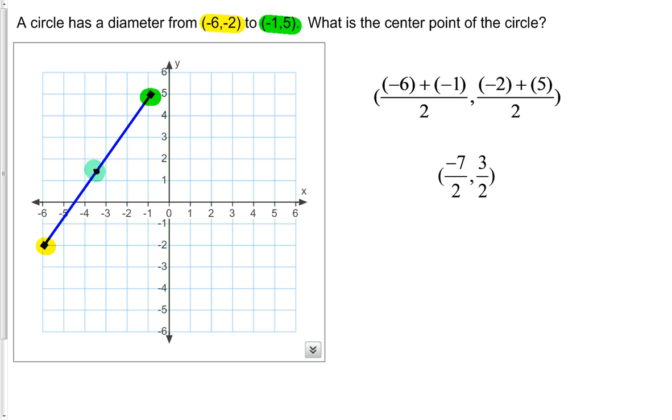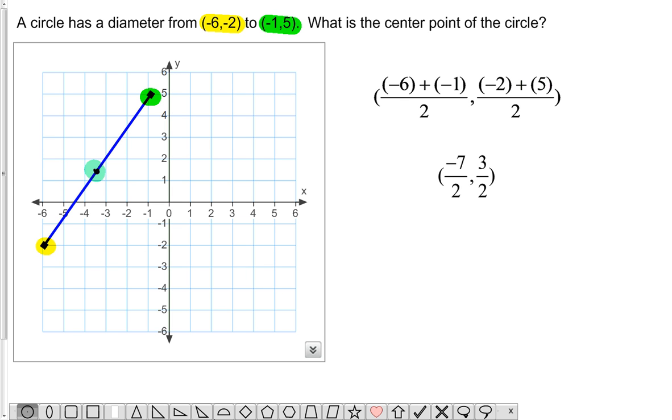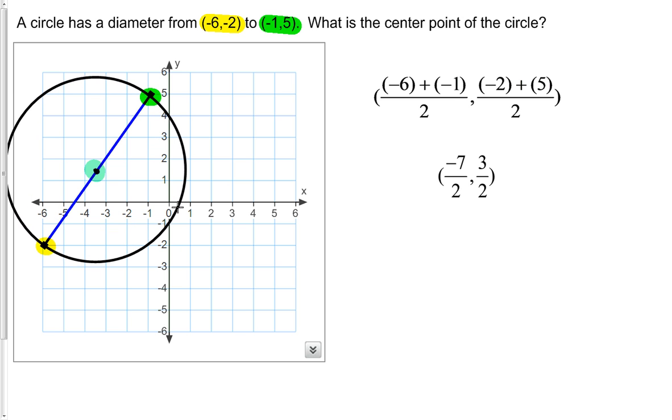And now let's draw our circle and make sure that this is in fact where we want to be. Ends up falling perfectly on that diameter, so that is the center of our circle. So the center point here is -7 halves, 3 halves.